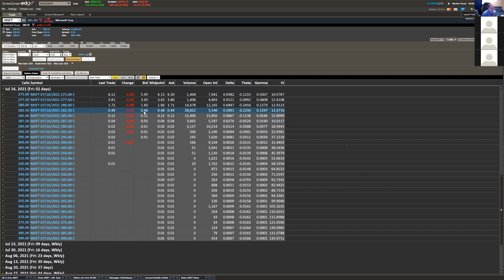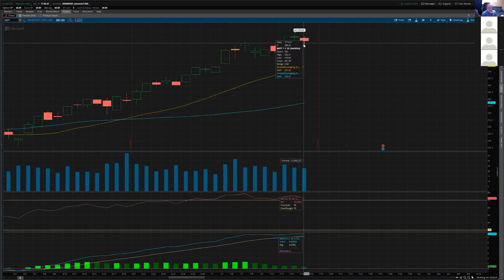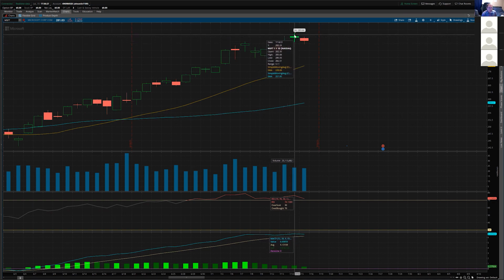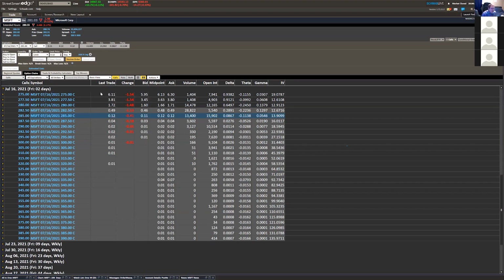it's going to cost me, I'll just do the bid, 0.46. Again, remember, it's by 100s, so it costs $46 to buy this options contract. This one costs $11. Now, is it possible for Microsoft to go up $4 in a day? That's possible. I'm not sure if it's likely. It seems like it's roughly trading at about $3 or $4 up. So that's why these are cheaper. And I'm going to go into a couple other things too.